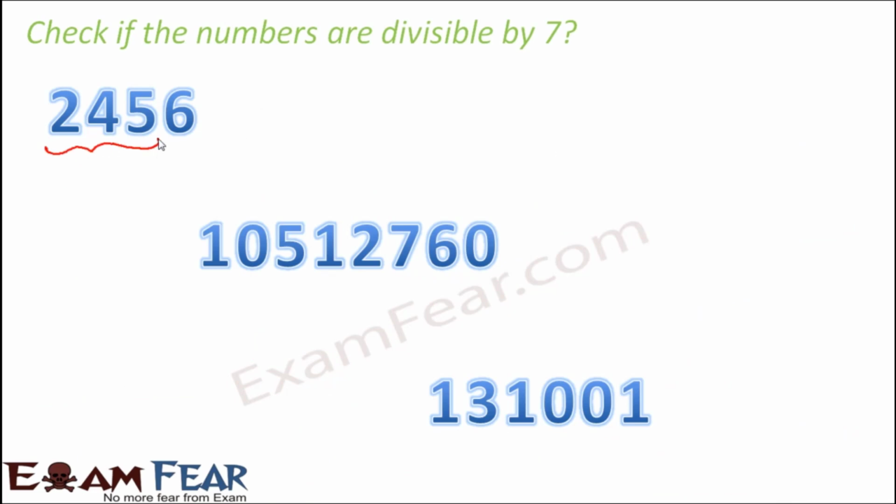2, 4, 5, 6. So rest of the numbers except the last digit, that is 245 minus twice the last digit, that is 2 into 6. So this would be equal to 233. But this is also a big number to decide whether it is divisible by 7 or not. So we will repeat the process.